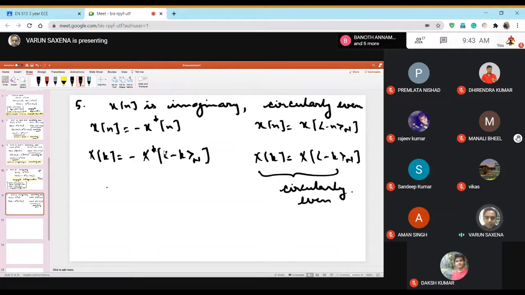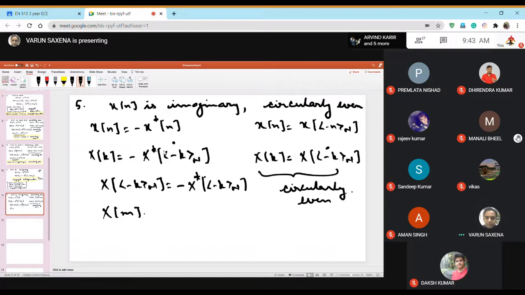And then if you compare X of minus k modulo n is minus of X conjugate of minus k modulo n. I take this part, I take this, and I take this, and I compare them. So I can write that capital Xk is the same as minus capital X conjugate k. What does this mean? This means that Xk is imaginary.